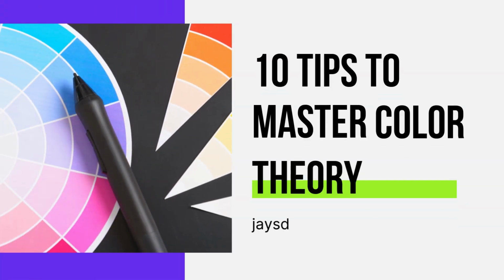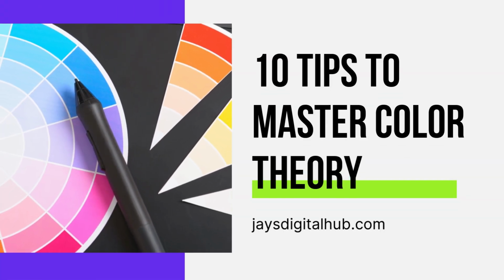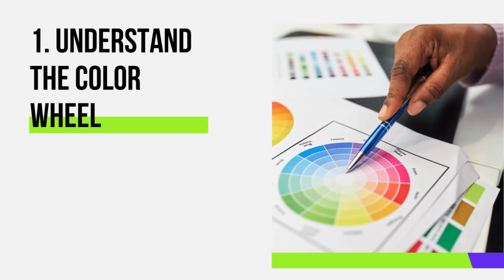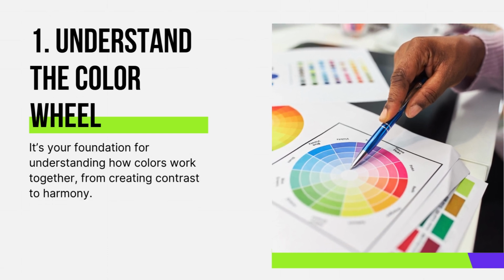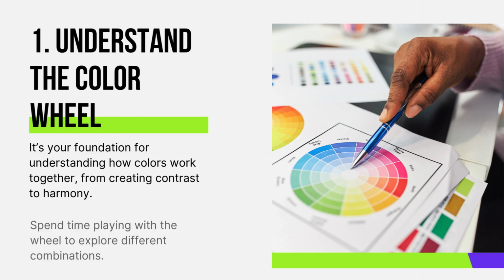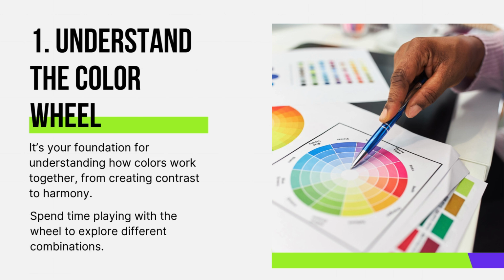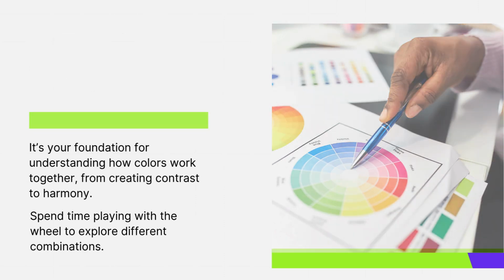Alright, let's get into the good stuff. Here are the 10 tips to master color theory. The first tip for beginners is to get familiar with the color wheel. It's your foundation for understanding how colors work together, from creating contrast to harmony. Spend time playing with the wheel to explore different combinations.